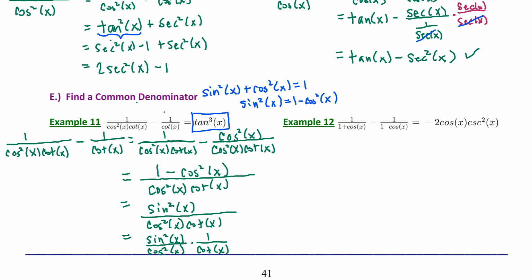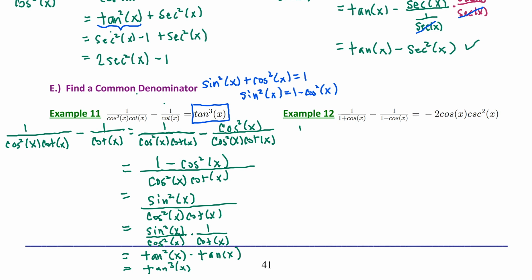Now that was beneficial because now we can recognize sine squared of x divided by cosine squared of x is equivalent to tangent squared of x. And also we know that 1 over cotangent of x is equivalent to tangent of x. Suddenly, we have arrived at our goal expression, tangent cubed of x. So that one was a pretty involved process, but we were able to verify the identity with a 2-column format. Let's do one more problem.